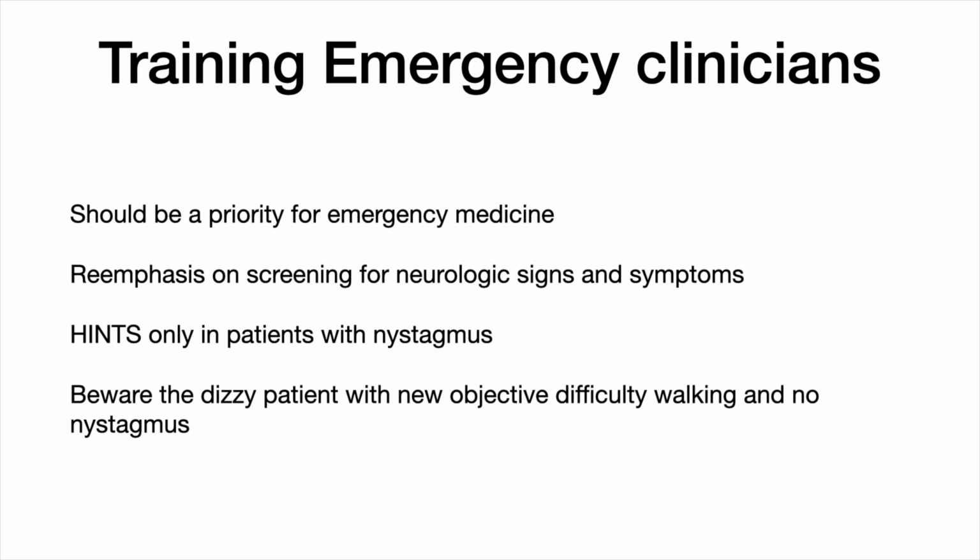But I also think I've shown that in the rush to embrace the useful tool which is the HINTS exam, there's been a de-emphasis on looking for neuro signs and symptoms which would allow us to identify a significant number of dizzy strokes. And that it's important to make it very clear in training materials and future algorithms that the HINTS exam should only be used in patients with nystagmus at rest. And lastly, that we need to be aware that patients with dizziness and new objective difficulty walking, but no nystagmus at rest, are at high risk of stroke.